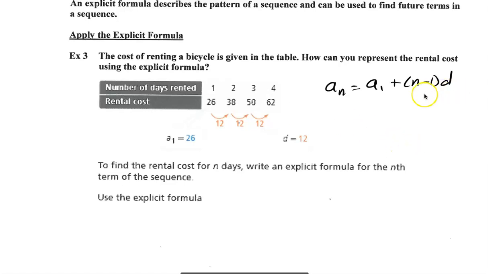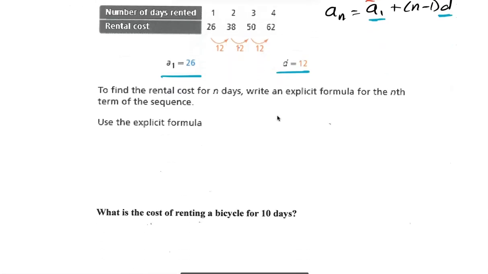So to fill out an explicit formula, we need a few things. We need our first term and our common difference. That is it. That's all we're going to need. So if we look at our problem here, the first term is 26, as I've mentioned right here, and our common difference is 12. So we're going to substitute in 26 for our a_1 and 12 for our common difference. So we're going to have a_n equals 26 plus n minus 1 times our common difference of 12.